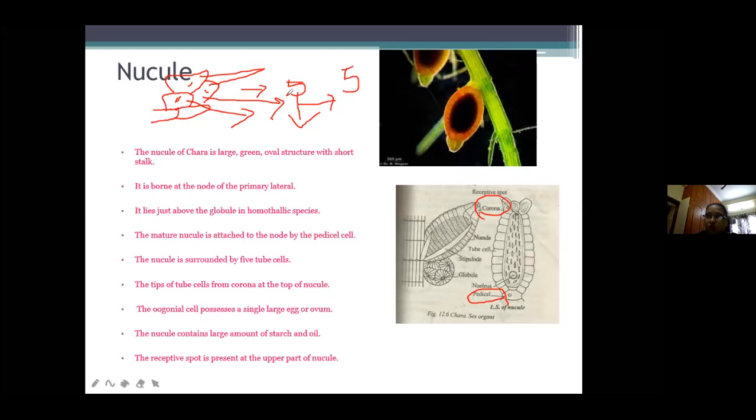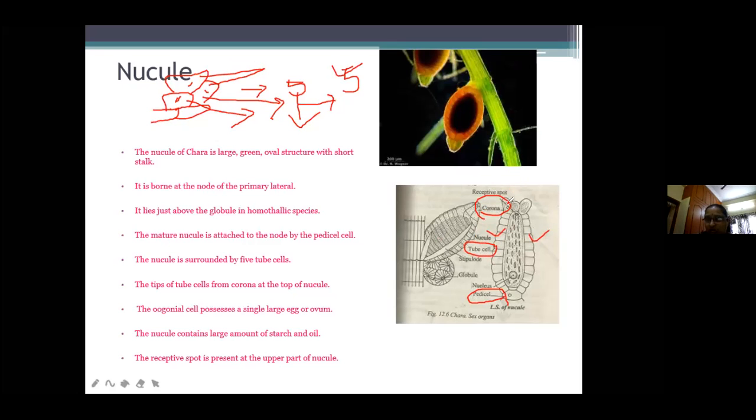The 5 sheath cells again initially encircle the oogonia. These 5 sheath cells undergo transverse division and form 5 upper corona cells and, in the lower part, 5 tube cells. See the lower side here, observe it in the diagram. This lower part also forms the 5 tube cells.